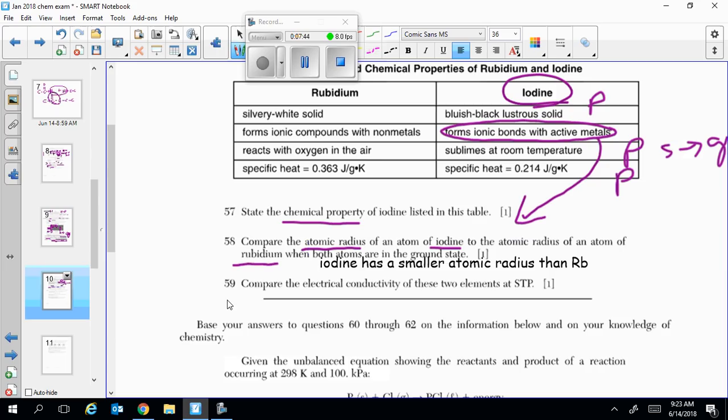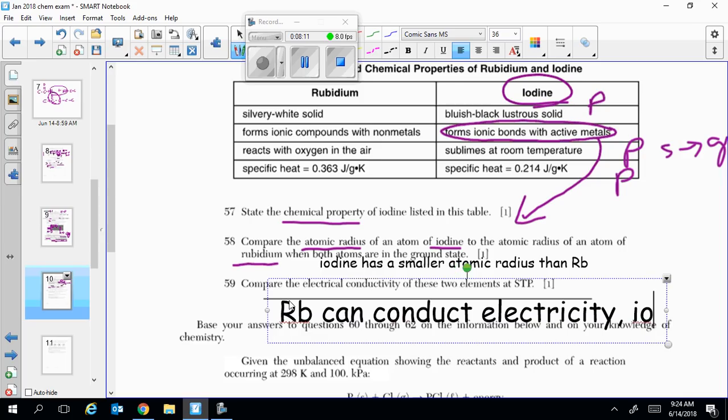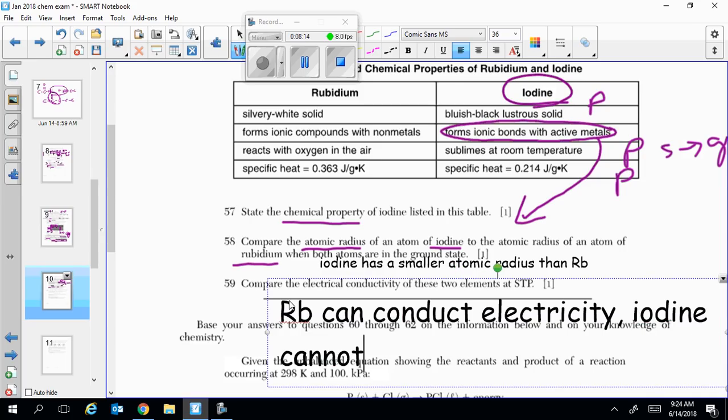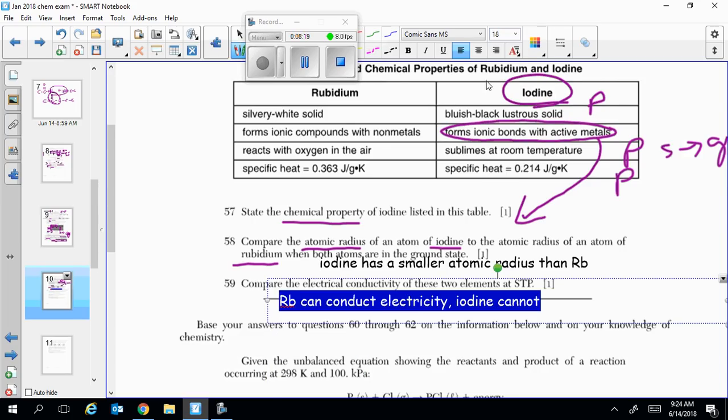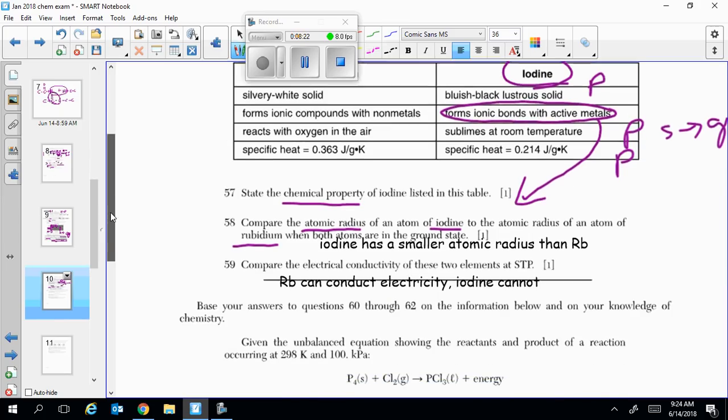Okay, next one. Compare the electrical conductivity of these two elements at standard temperature and pressure. So rubidium is a metal, so the metal is going to be able to conduct electricity, and the non-metal is not. So I want to write that. So rubidium can conduct electricity. Iodine cannot. Again, I'm going to make it a little smaller so it fits in here. There we go. I have compared the electrical conductivity.